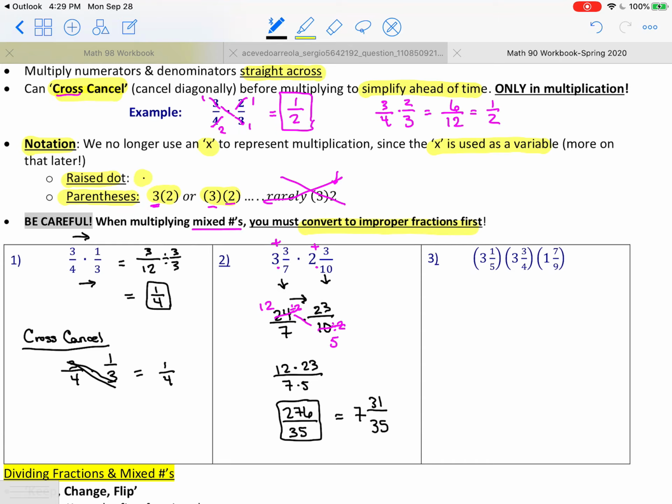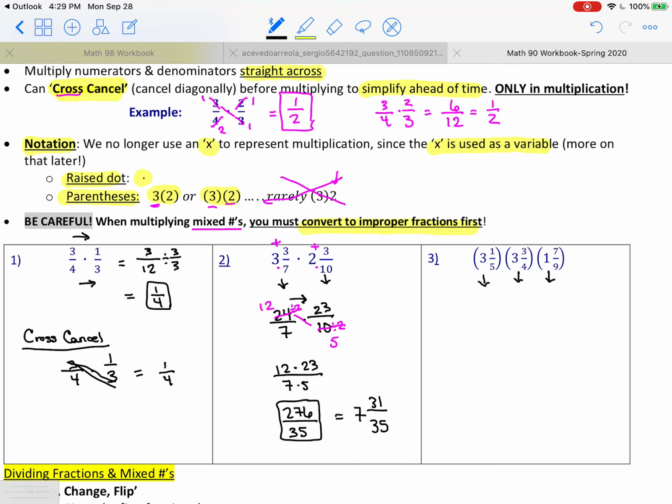All right, let's go to problem number 3. Now, when I'm doing computation, I often don't like to have these parentheses in here. That's just something that I have an issue with. I don't like them. I feel like there's just too much going on there. So I like to use raised dots instead. It's completely up to you.